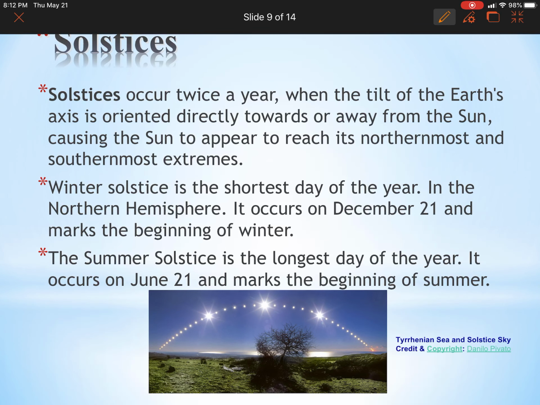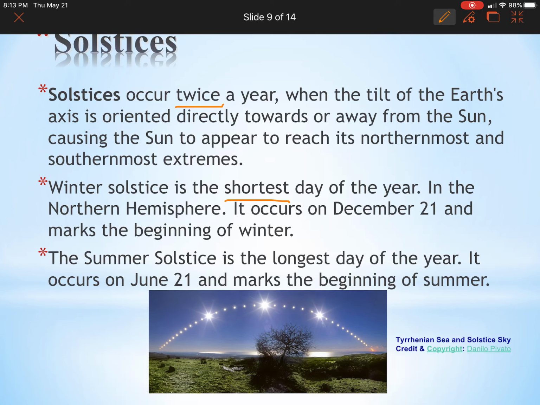Now, we're going to talk about solstices. Solstices occur twice a year. Some of you, we talked about these already with your textbook assignment, but that's okay. Solstices occur twice a year, when the tilt of the Earth's axis is oriented directly towards or away from the sun, causing the sun to appear to reach its northernmost or southernmost extremes. So basically it's when it's going to be highest in the sky in the summer or lowest in the sky in the winter.